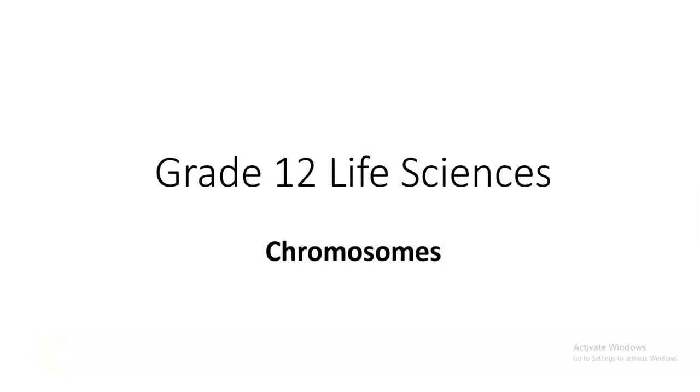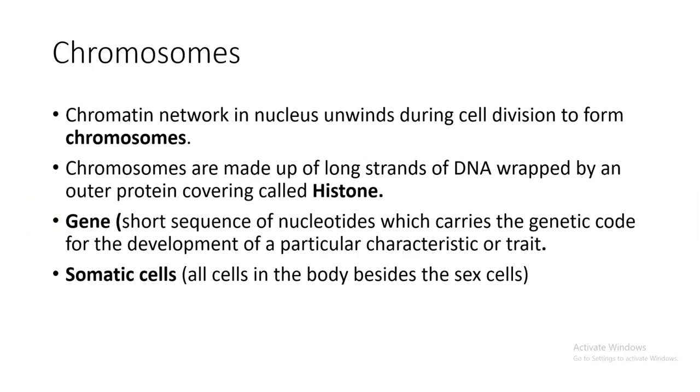Today, I'll be covering the next topic, which will be about chromosomes. In grade 10, when we learned about cells, they taught us that inside the nucleus, we've got chromatin, which normally tends to unwind to form what we call chromosomes. Whenever you've got the chromatin network inside the nucleus, it tends to unwind, and this occurs during cell division. So when the chromatin network unwinds, it forms what we call chromosomes.